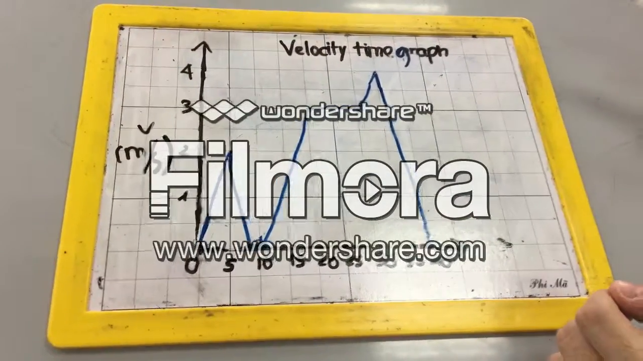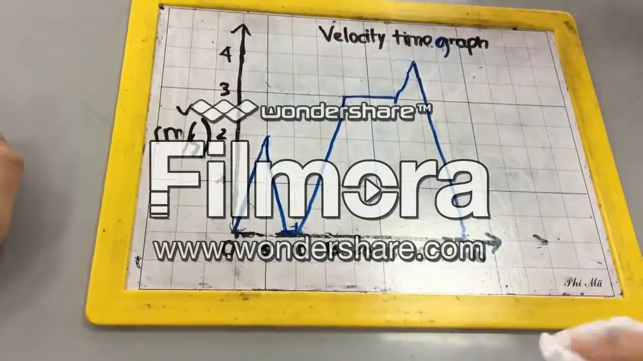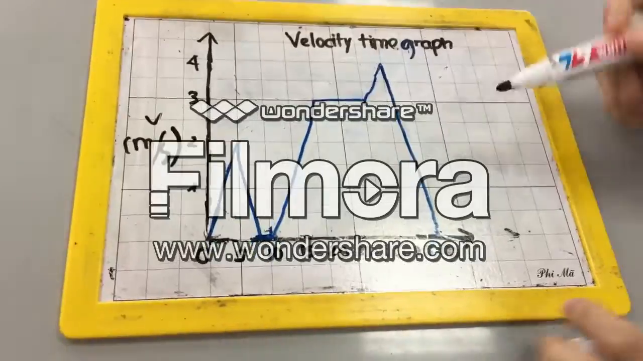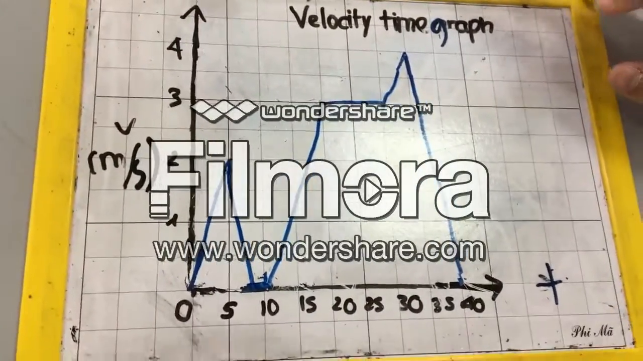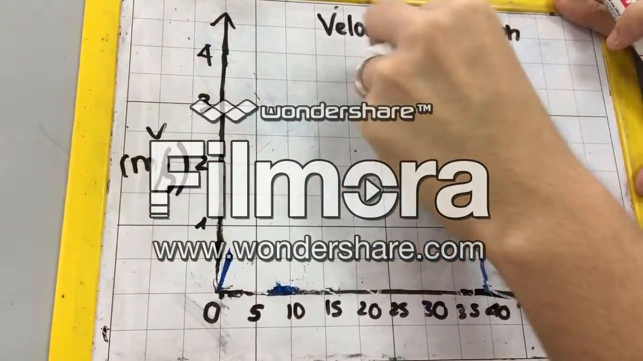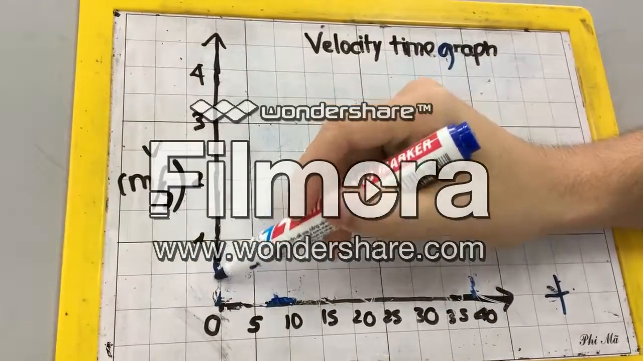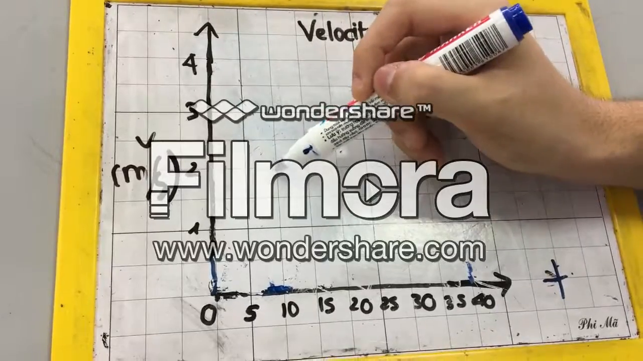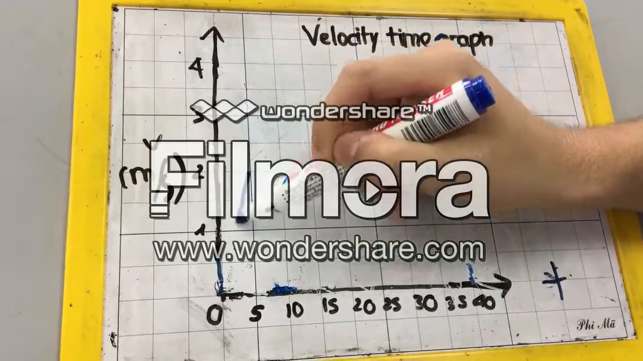The velocity time graph looks like this. It shows the velocity of the car and his friend, and here is the time. And I will draw it again and explain it. Firstly, the car speeds up from 0 to 2 here in 5 seconds to his friend's house.